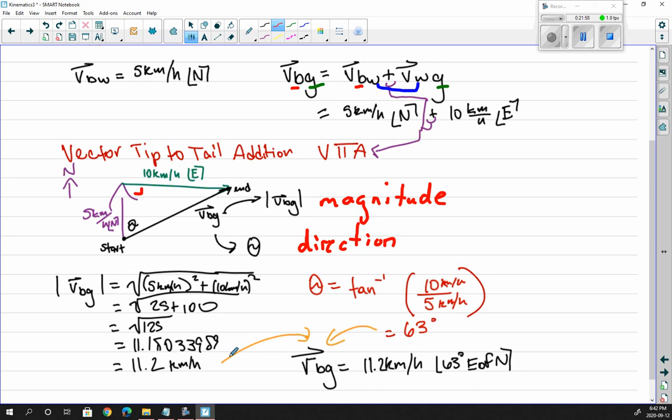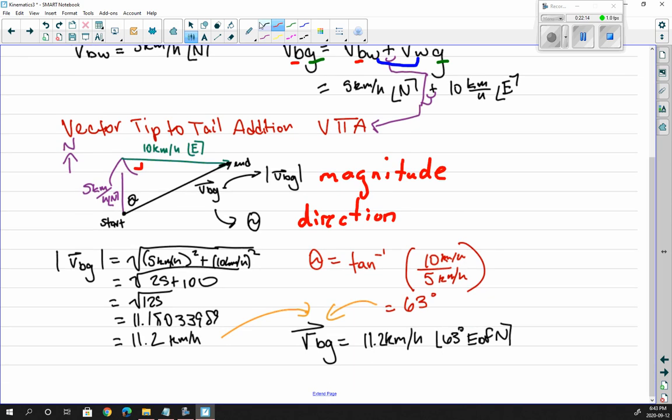Now I take the magnitude part of the vector and the direction part of the vector, I bring them together, and I get the final answer. The velocity of the boat with respect to the ground is 11.2 kilometers per hour in a direction 63 degrees east of north. 63 degrees east of north. And oopsie, let me draw that better. I don't like that at all. Not one bit. Let me draw that better. Here we go.